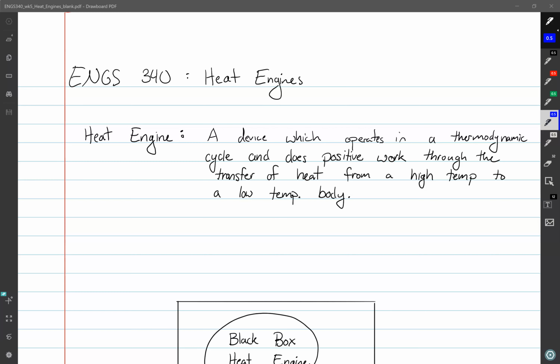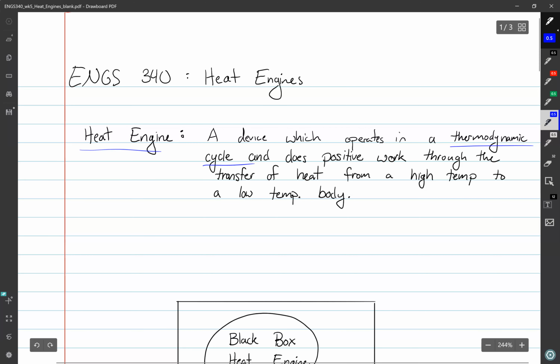In this video, we're going to talk about a heat engine. We'll start by talking about generic heat engines and defining exactly what they are. So a heat engine, we'll start with this definition here. It's a device which operates in a thermodynamic cycle. We'll stop there, highlight that. That's one of the key points.